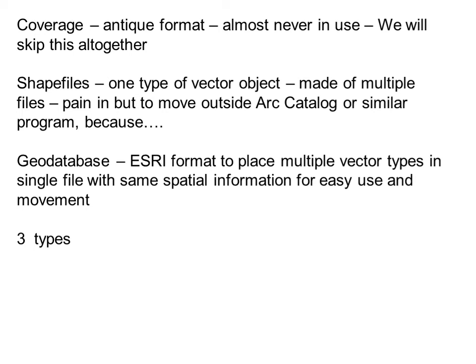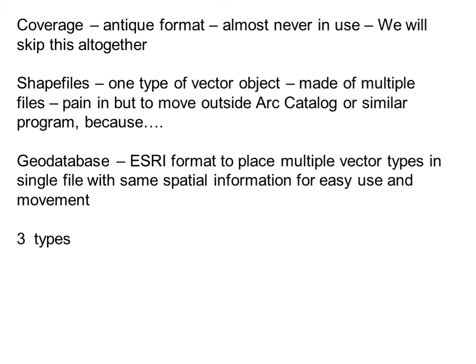The other thing we're going to talk about is geodatabases. Geodatabases are basically the Esri format to place multiple vector types in a single file with the same spatial information for easy use and movement. Now, in terms of geodatabases, there are 3 basic types. We have a file geodatabase, we have a personal geodatabase, and then we have something called an SDE geodatabase.